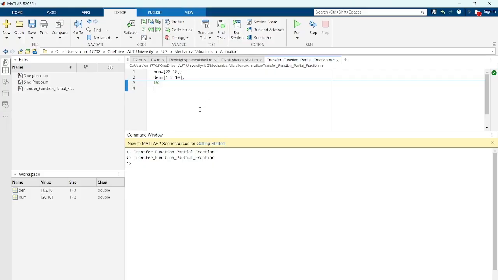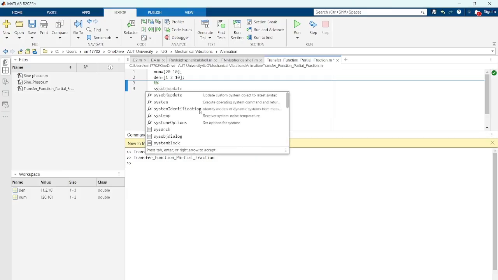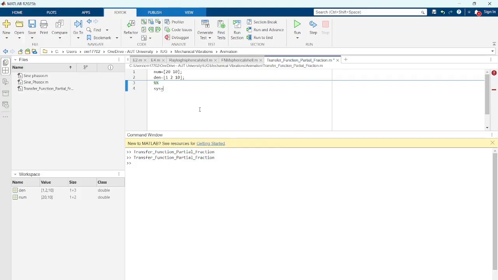So here I will tell MATLAB that this numerator and denominator are actually the transfer function. I can write it as sys, that is system, equals tf, and just click OK, or you can just run the section. Or maybe you can just stop at the moment, write the grid command as well, and then run the section.